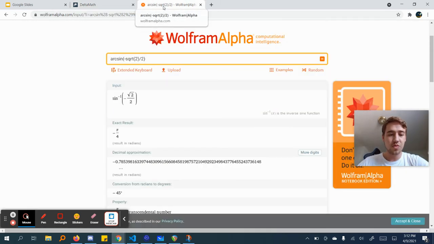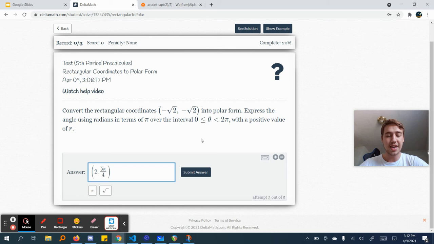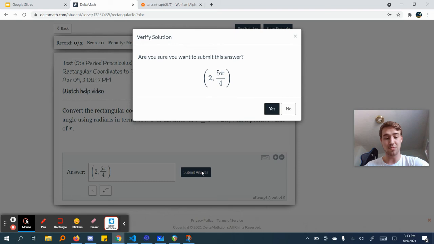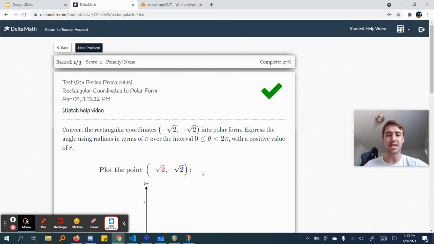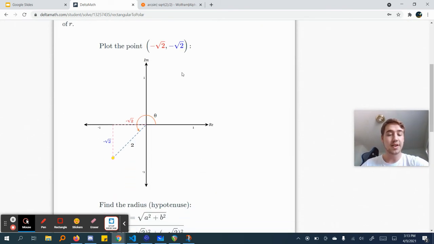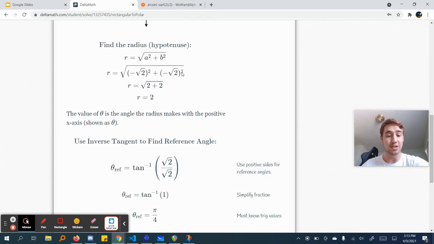So we've got to make sure that we find the reference angle by taking the inverse sine and cosine. And that reference angle is pi over 4. However, we need to make sure it goes in the third quadrant because x and y are both negative. So let's place that with an actual third quadrant angle like this, and then see if it likes our answer a little bit more. It does.